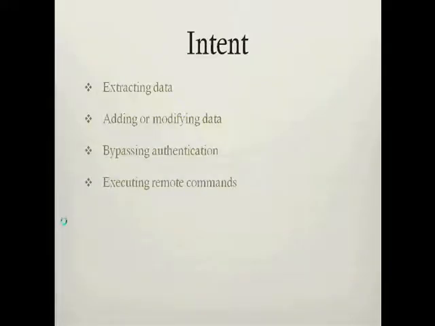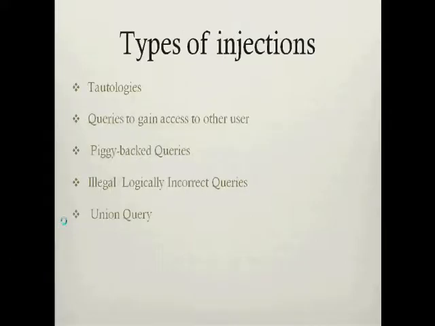So what is the intent of SQL injection? Why is it used? SQL injection is used to extract data. It is used to add or modify data. It is used to bypass authentication and to execute remote commands. What are the types of SQL injection? Tautologies, queries to gain access to other users, piggybacked queries, illogical or incorrect queries, and union queries.